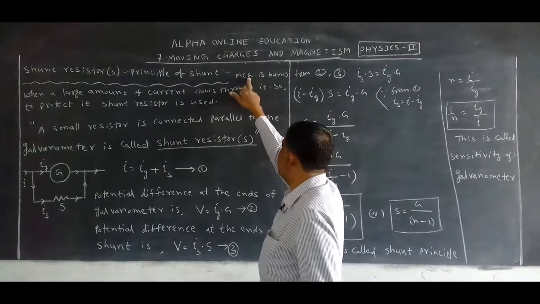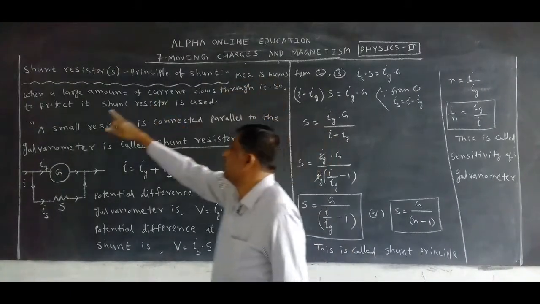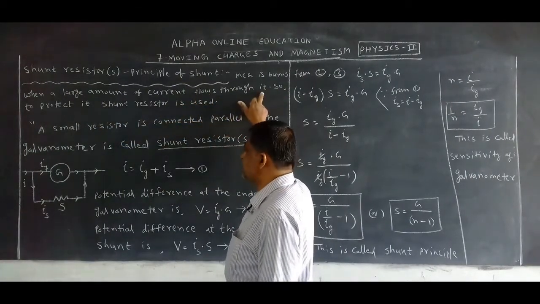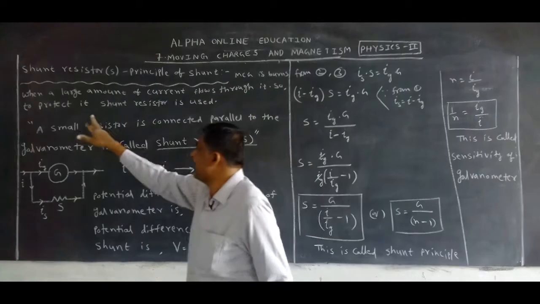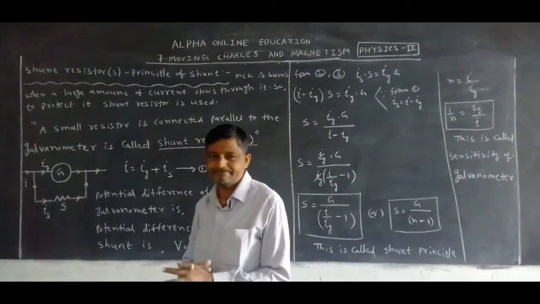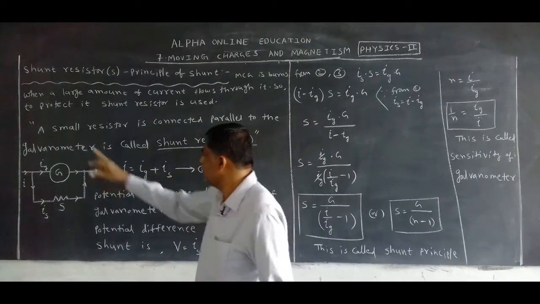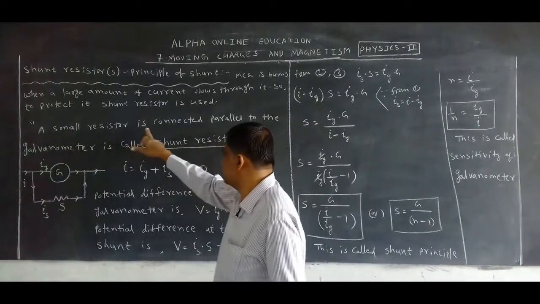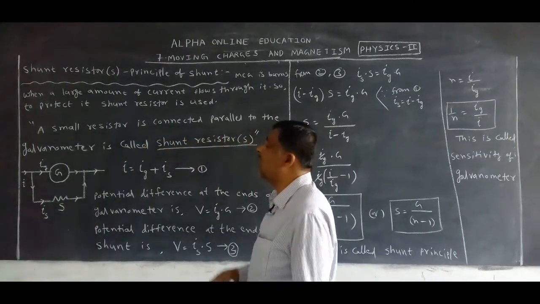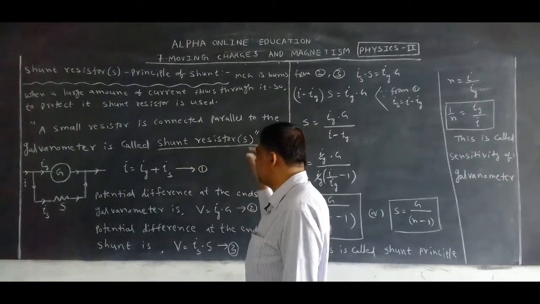The moving coil galvanometer burns when a large amount of current flows through it. So to protect it, a shunt resistor is used. Now what is a shunt resistor? A small resistor connected in parallel to the galvanometer is called a shunt resistor.